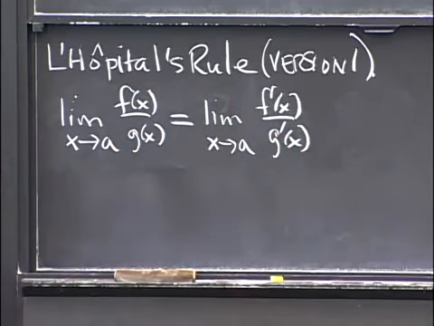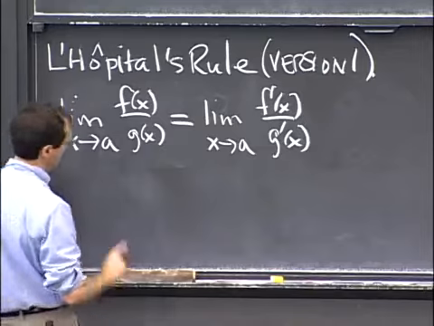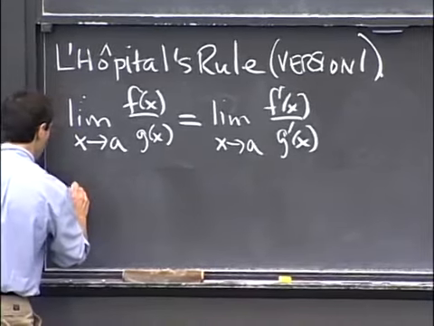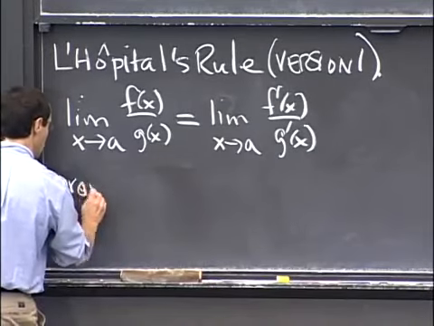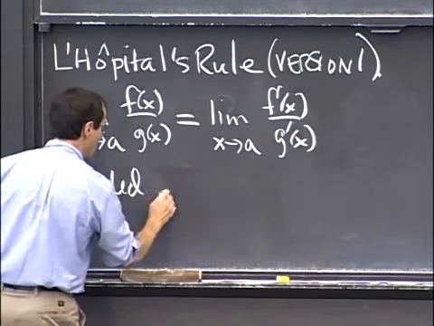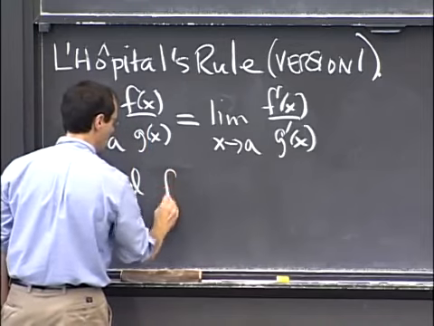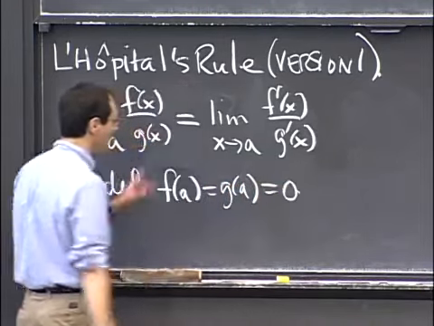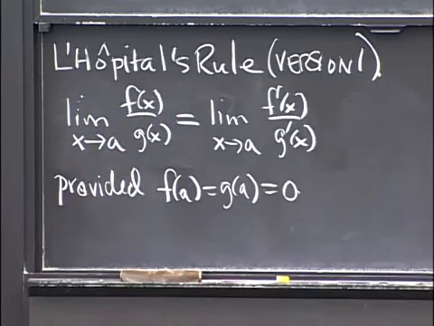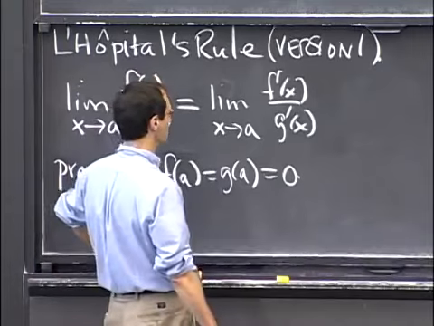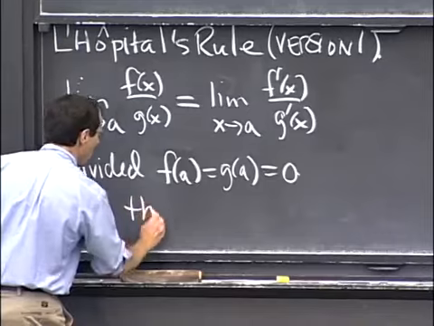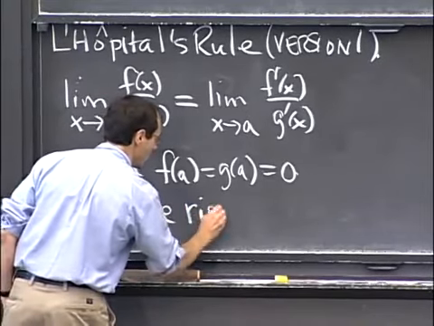Now that looks practically the same as what we said before, and I have to make sure that you understand when it works. So it works provided this is one of these undefined expressions. In other words, f of a is equal to g of a is equal to 0. So we have a 0 over 0 expression, indeterminate. And also we need one more assumption, and the right-hand side, the right-hand limit.